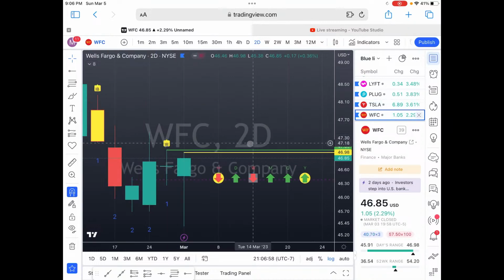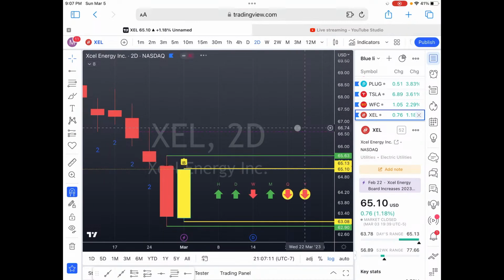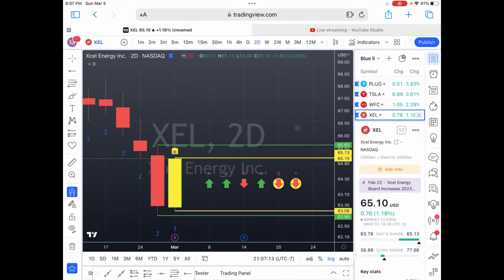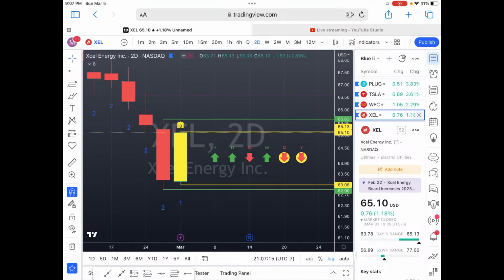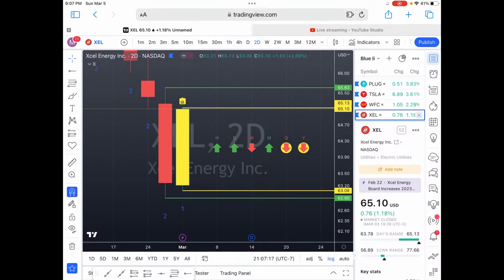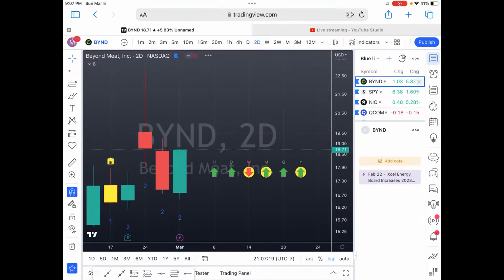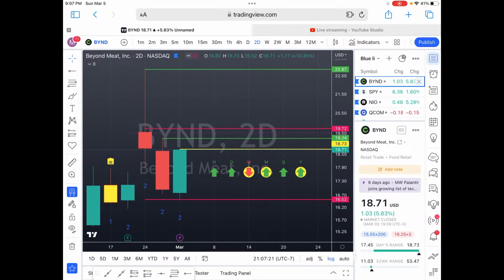Wells Fargo WFC, there's another hammer candle with an inside bar preceding it, so a 1-2-2 Rev Strat. We'll look for those. Look for the calls at $46.98 on Wells Fargo. XEL, there's the inside bar on XL Energy. Calls at 65.13, puts at 63.08. And that is the daily list, guys.